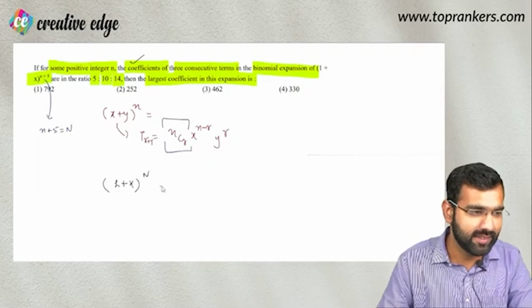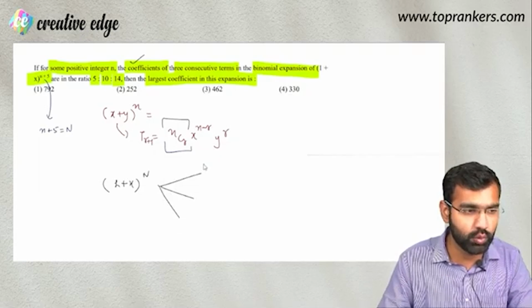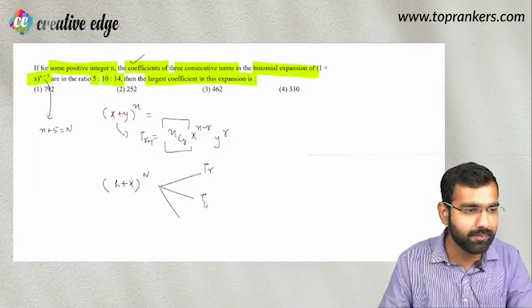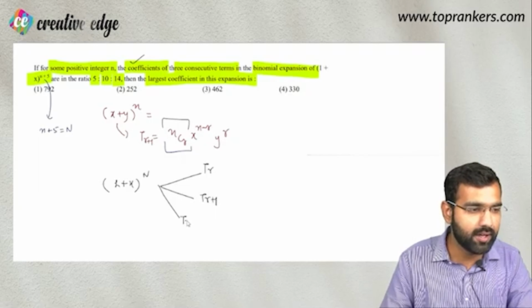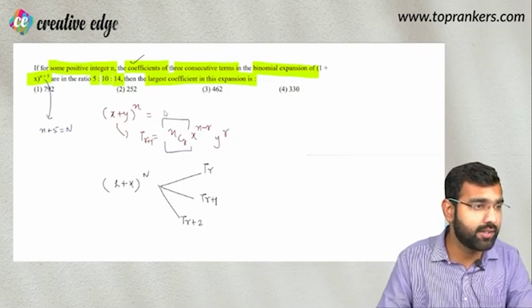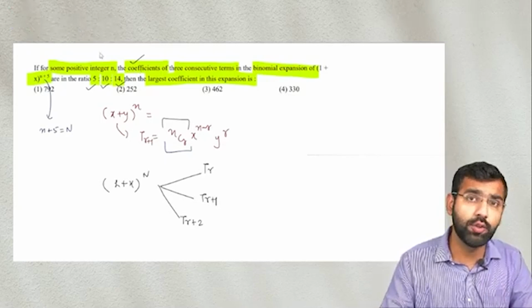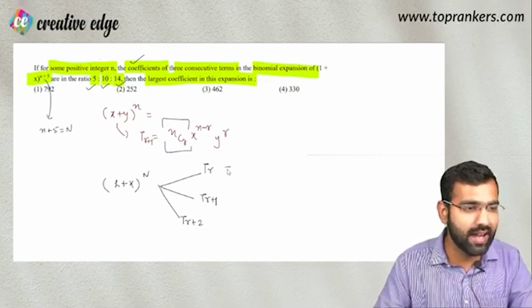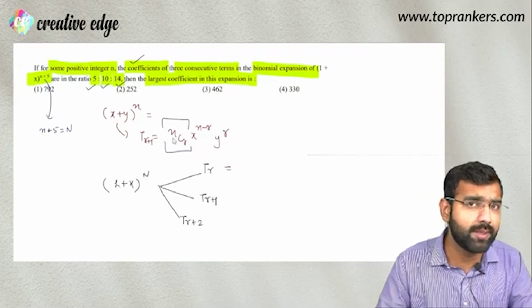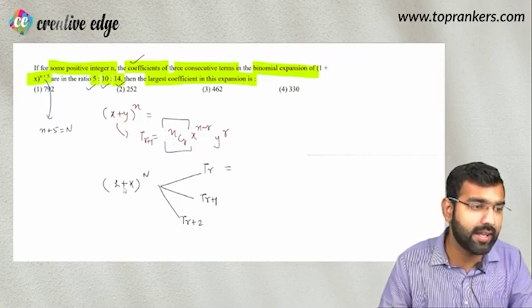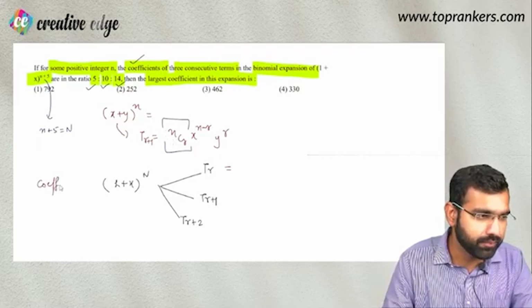So in this, if I write three terms, which three terms? The rth term, r plus 1th term and r plus 2th term. They are in the ratio 5 is to 10 is to 14. I hope you're getting that. Now, when you use that particular information, what do you get? The rth term will be given by, or rather I'm just going to write the coefficient. So I'm not writing everything, I'm writing the coefficient.